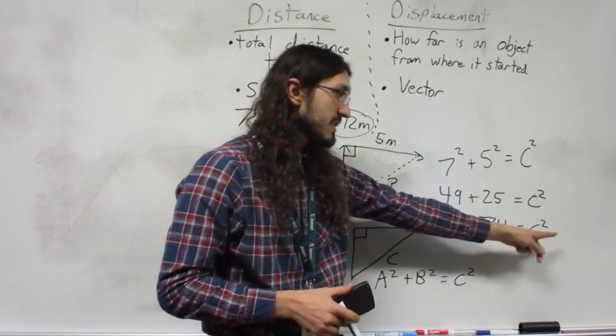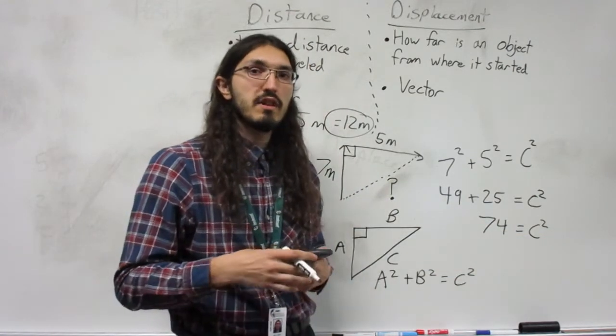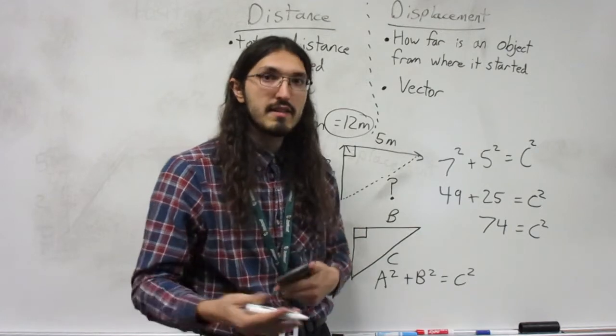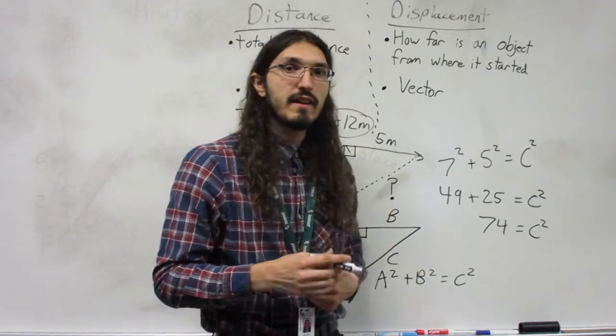So if I want to get rid of this square that's on C, I'm going to do the opposite operation of what's happening to it. So the opposite of squaring something is to take the square root of something. So if I take the square root of both sides of that equation, I can find my answer.